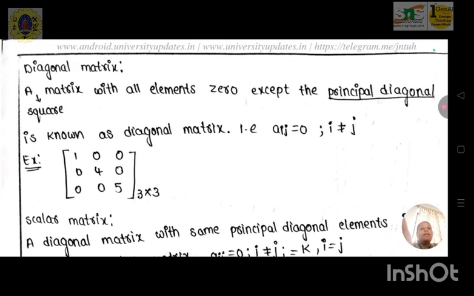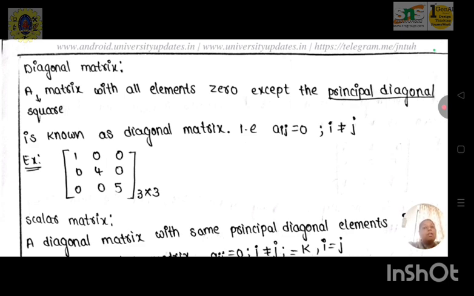The next one is a diagonal matrix. A square matrix with all elements 0 except the principal diagonal is known as a diagonal matrix. That is, we are having elements in the diagonal only. Other than that, all the values are 0 here. So aij equals 0 for i not equal to j. We only have values in a11, a22 and a33 respectively.